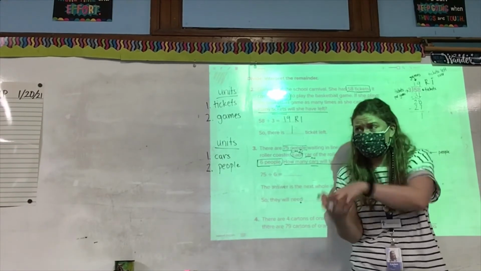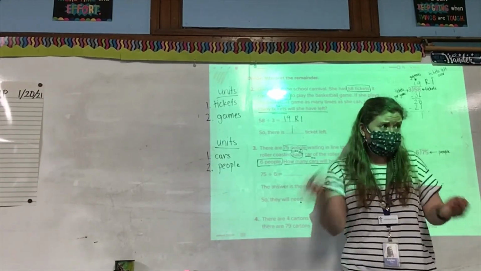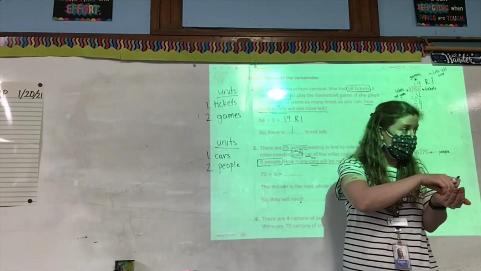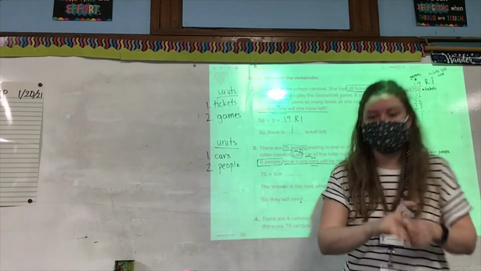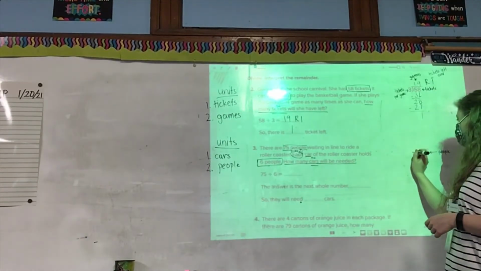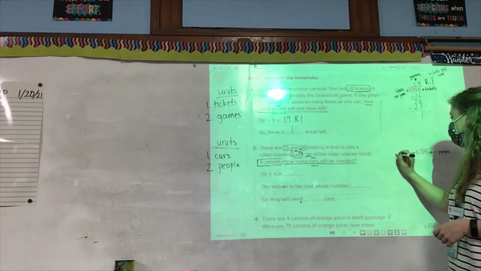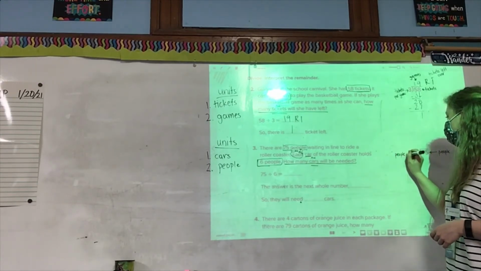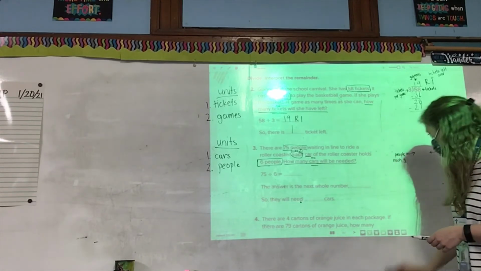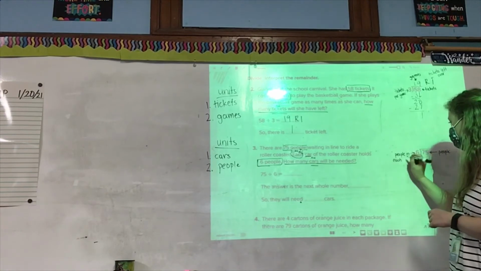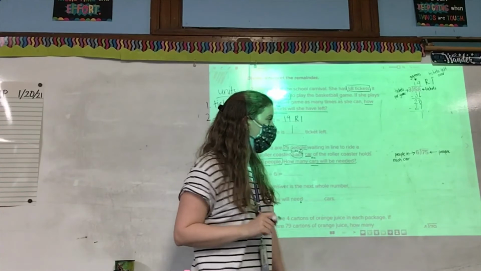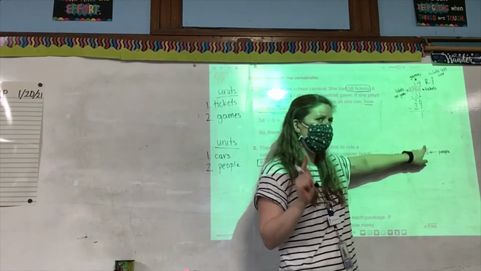Are we putting cars inside the people? Are we putting people inside the people? No. We're putting people inside the cars. People are our items, cars are our groups. So, like Aaron said, 6 is the people in each car, the items in a group.